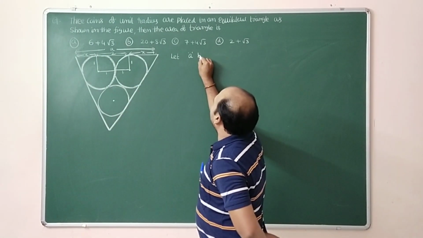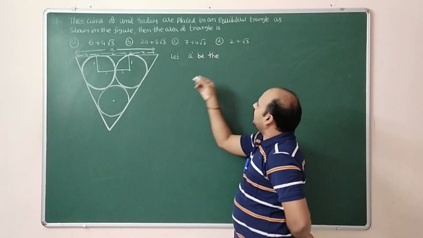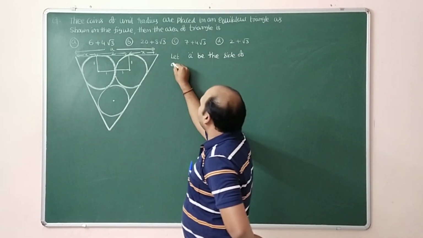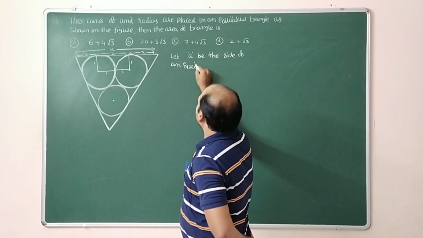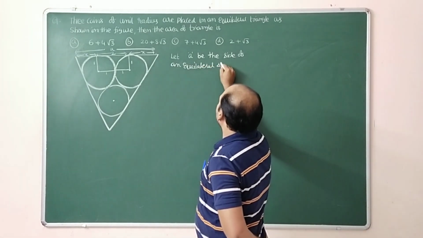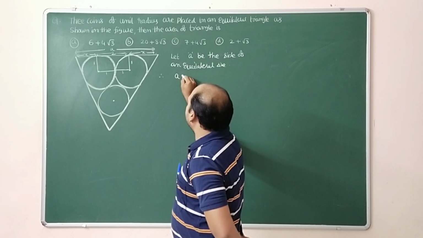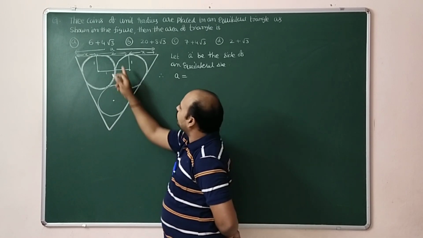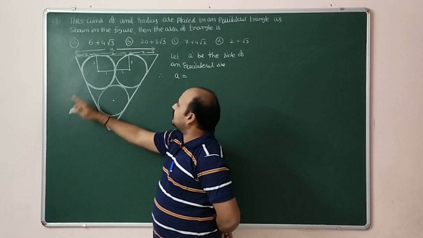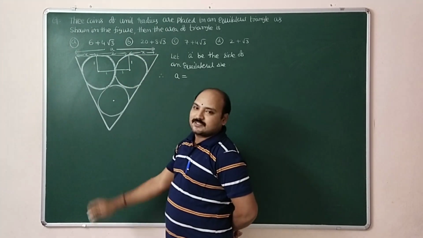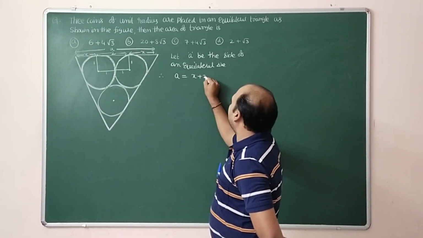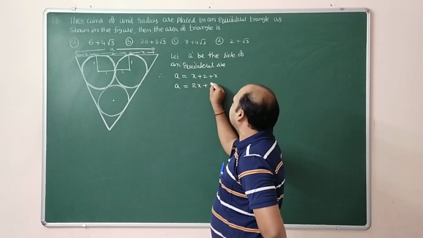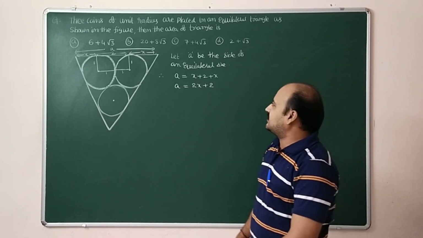So let A be the side of the equilateral triangle. Therefore, A can be expressed as the length of the side of the equilateral triangle, which is equal to, from here to here it is x, from here to here it is 2, from here to here it is x. So x plus 2 plus x. Therefore, A is equal to x plus x is 2x plus 2. But how to calculate the value of x?